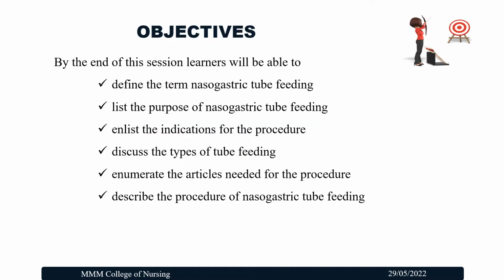Objectives. By the end of the session, learners will be able to define the term nasogastric tube feeding, list the purpose of nasogastric tube feeding, enlist the indications for the procedure, discuss the types of tube feeding, enumerate the articles needed for the procedure, and describe the procedure of nasogastric tube feeding.